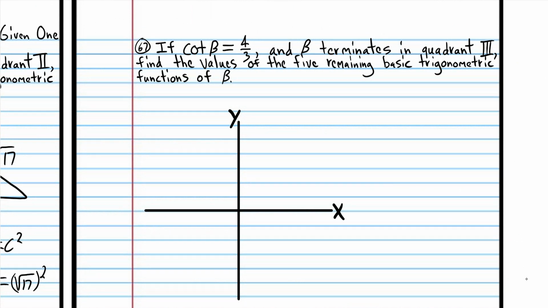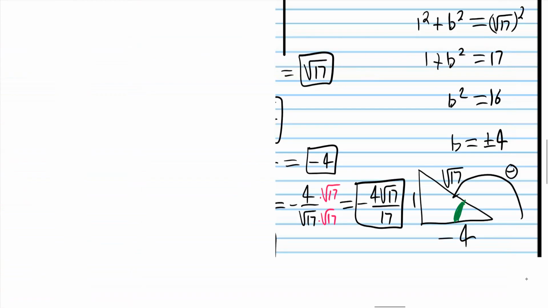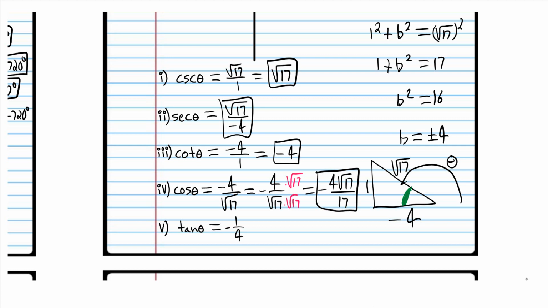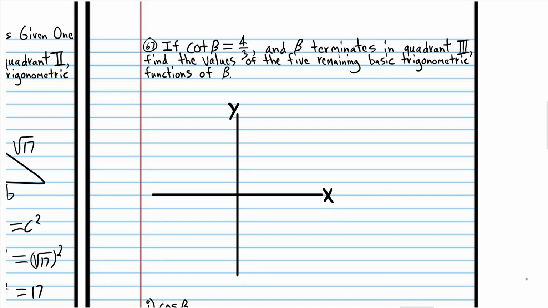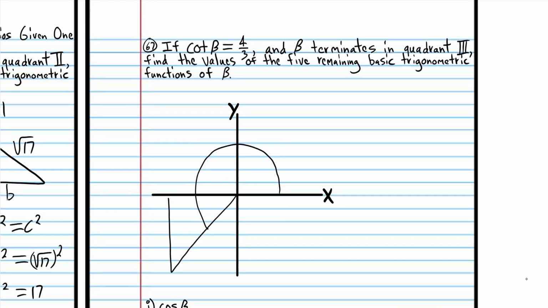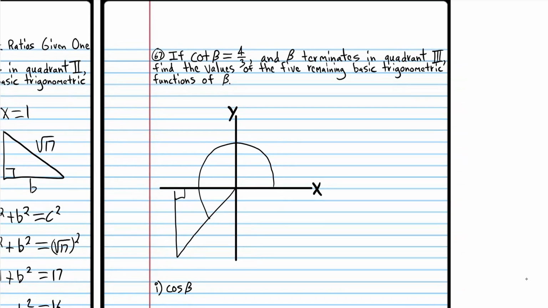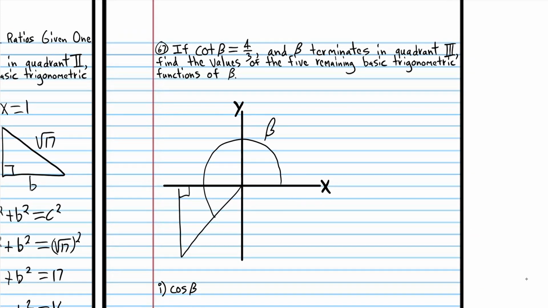So we're told that cotangent beta is 4/3 and beta terminates in the third quadrant. So we don't care exactly what the angle is going to be. We don't need to know the exact angle. But we do know that it terminates in the third quadrant, so I'm going to draw an angle that terminates in the third quadrant. And this angle is beta, and the green reference angle is what we're going to use to calculate the values.